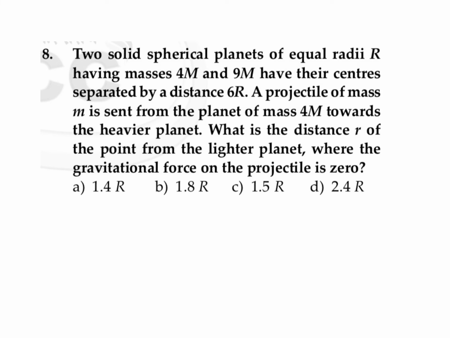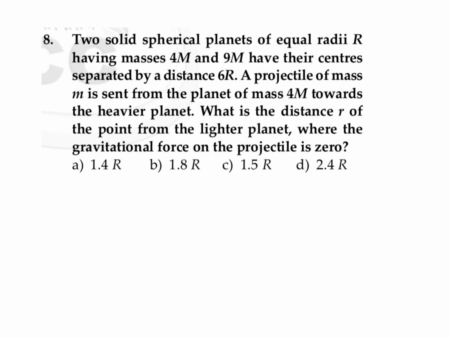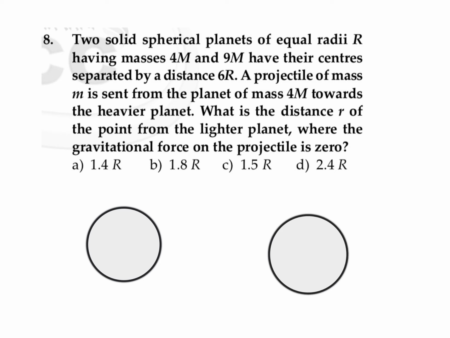So in this question it is given that two solid spherical planets of equal radii are having masses 4m and 9m. So we can consider that there is a planet over here and there is another planet over here of equal radii. So the radius of this one we can take as r. The radius of this one can also be taken as r.